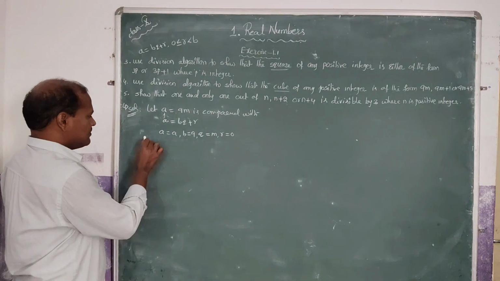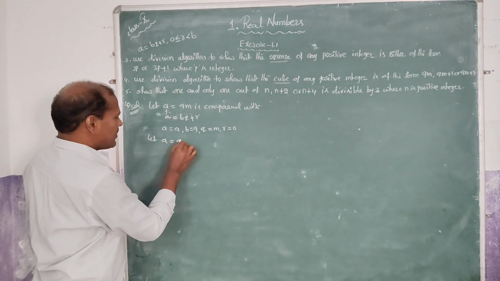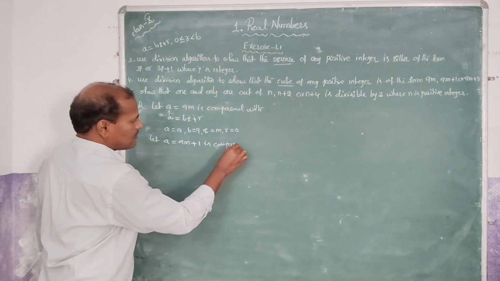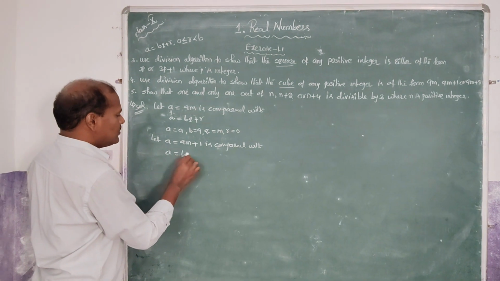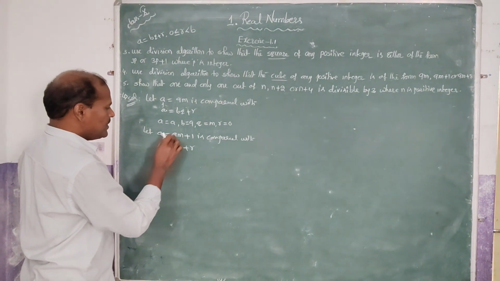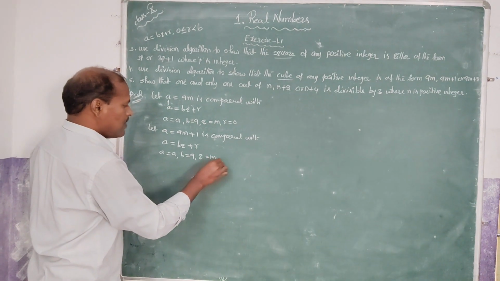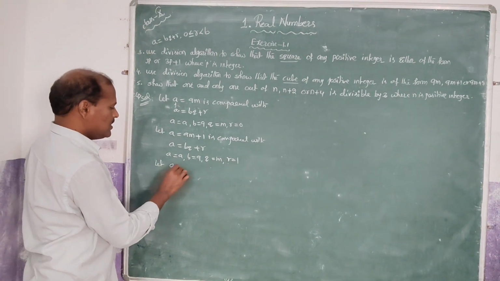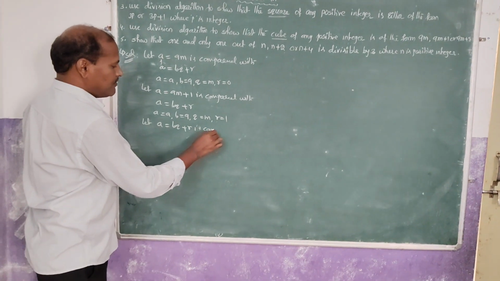Right. Next, let a is equal to 9m plus 1. It is compared with a is equal to bq plus r. Here a is equal to a, b is equal to 9, q is equal to m, r is equal to 1. Last compare.